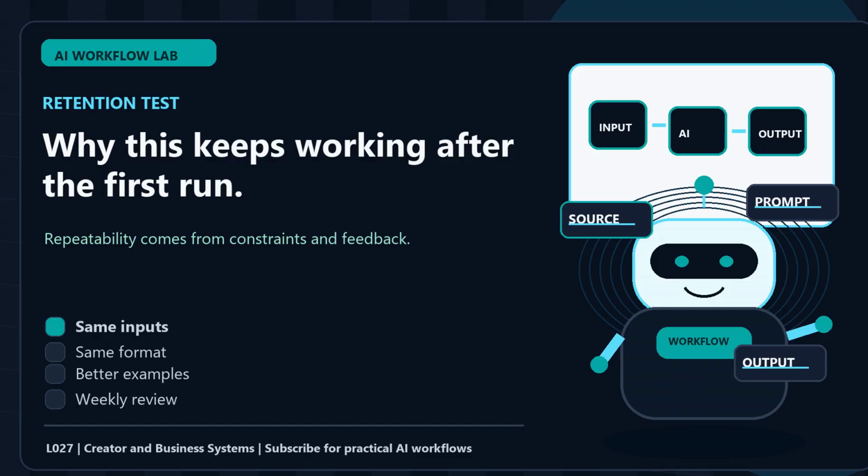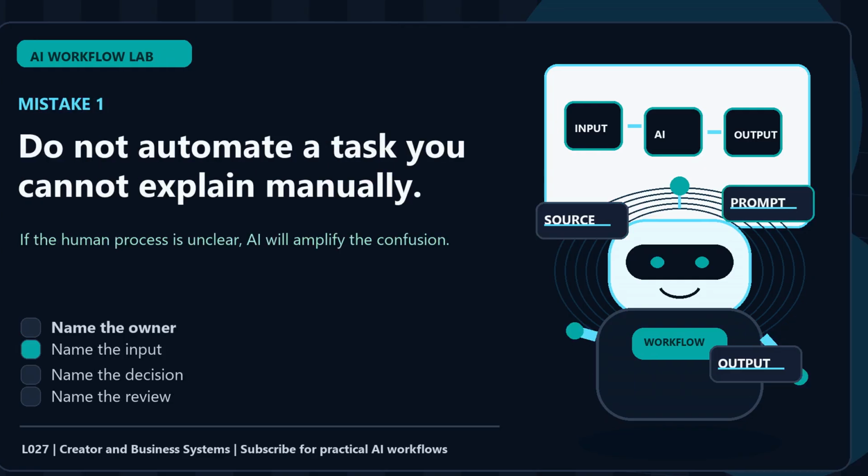Maybe it ignored a budget. Maybe it misunderstood the audience. Maybe it gave a recommendation that was technically right but unrealistic. Put that feedback back into the rules. This is the quiet advantage of workflow thinking. You do not need a perfect prompt on day 1. You need a structure that improves.